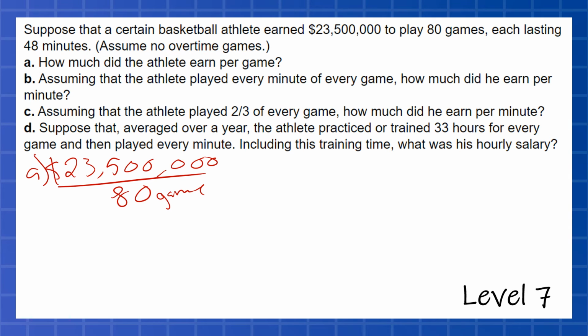However, the athlete might say, whoa, it's not quite that simple, because I played every minute of those games. And so we might need to say, okay, so if that's how much they made per game, then we take that and we're going to divide that by 48, because that's how much they made per minute.